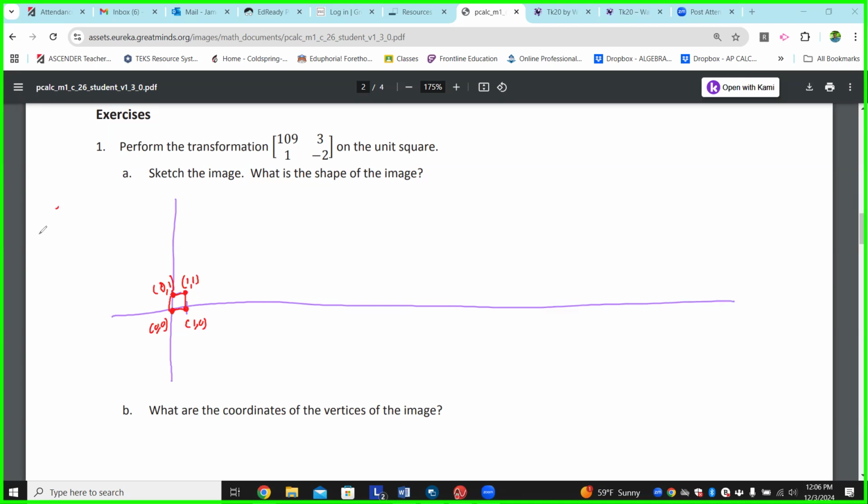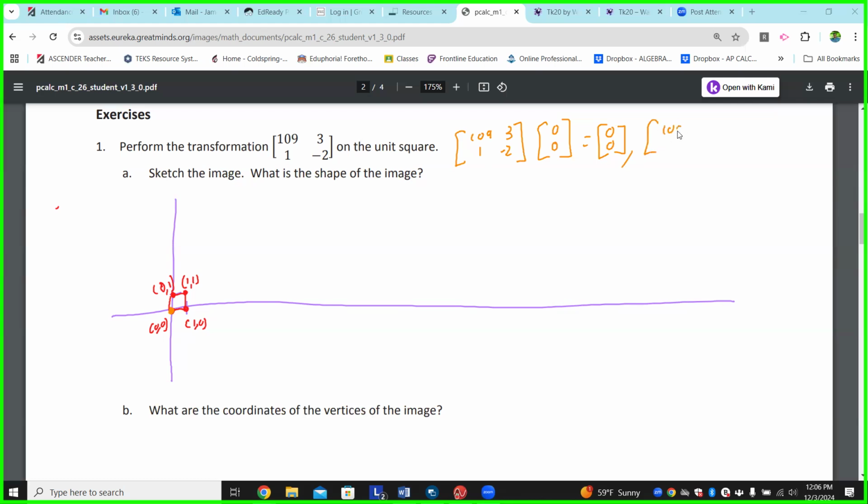Okay, so here we go. Let's get some math in. We'll take the matrix 109, 3, 1, negative 2. And when I multiply it by the matrix 0, 0, remember a coordinate can be written as a 2 by 1 matrix, what will my answer be? It's going to be 0, 0. Anytime you multiply by the 0 matrix, it just gives you the zero matrix out. So there's my new point, because 0, 0 was the first point. I'm going to multiply each one of these independent points to get my answers. So then I'll do the next one.